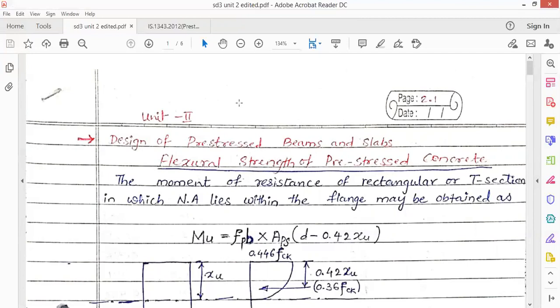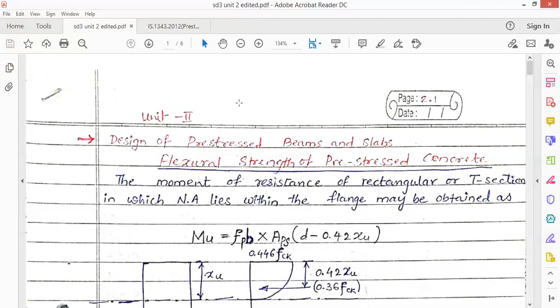So to start with this design, we will first take up the first part, that is the calculation of moment of resistance. So students, to start with this class, you must have a notebook and pen along with the calculator, and as and when I start with an example, you need to solve the problem along with me.